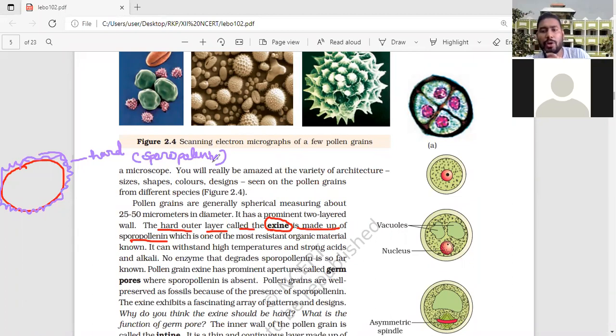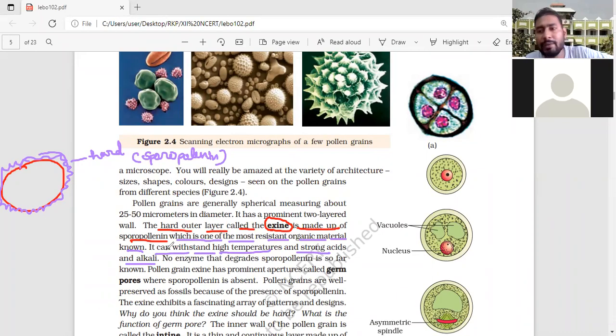Very good. So the outer layer of the pollen grain is made up of the exine, and this exine is made up of the sporopollenin, and no substance can digest this structure. Now look here, it is one of the most resistant organic materials known. It can withstand high temperature and strong acids and alkali. It means pollen grains can survive for a long time.